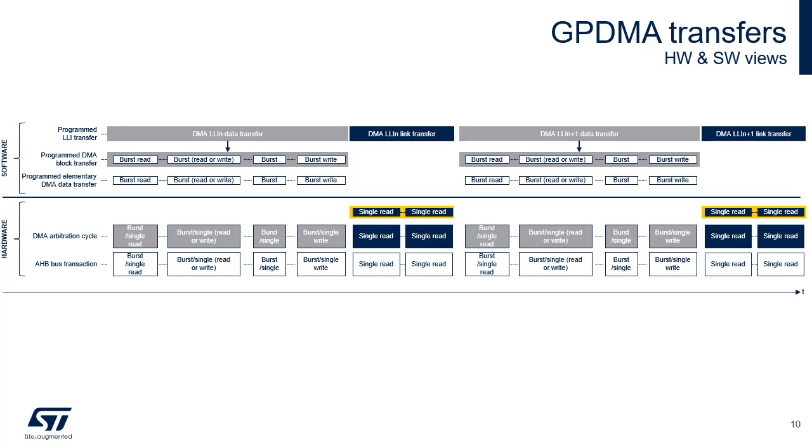The data transfer is composed of a series of burst data reads, followed by burst data writes, because the GPDMA supports FIFOs. The GPDMA may modify and shorten bursts into singles or bursts of lower length, as explained in the previous slides. Each burst or single data transfer requires an arbitration cycle and a transfer over the AHB master port. The link transfer is composed of single data reads, each of them requiring an arbitration cycle and a transfer over the AHB master port.